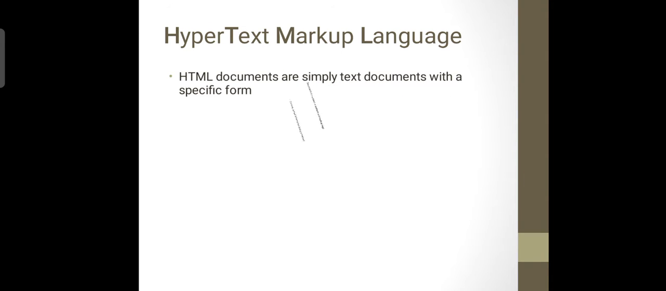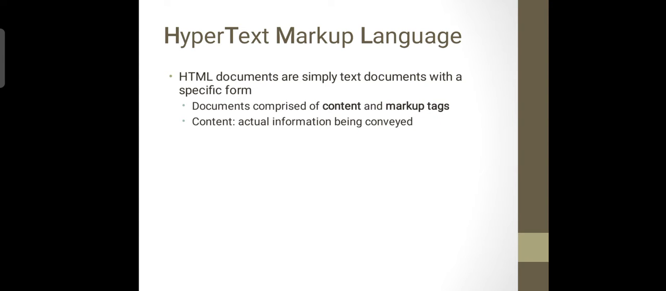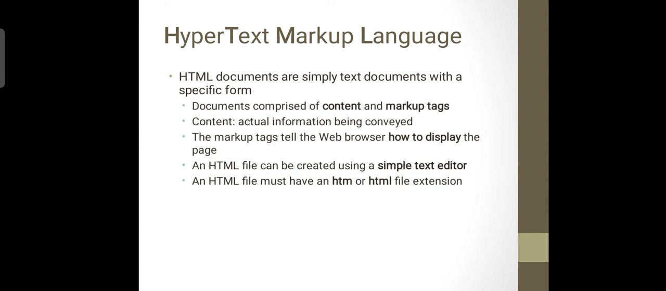So next, HTML, that is Hypertext Markup Language. HTML documents are simply text documents with a specific form. Documents comprise content and markup tags. Content means the actual information being conveyed, which are the contents. For example, suppose you want to display some messages using a paragraph tag, like a markup tag. The markup tags tell the web browsers how to display the web pages.